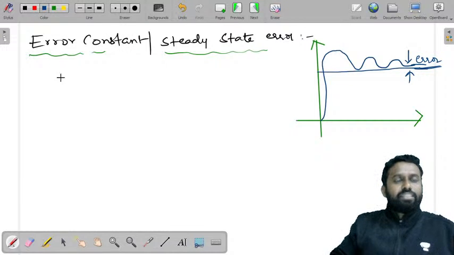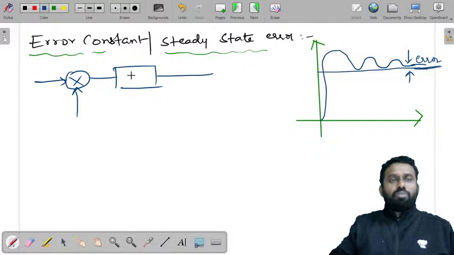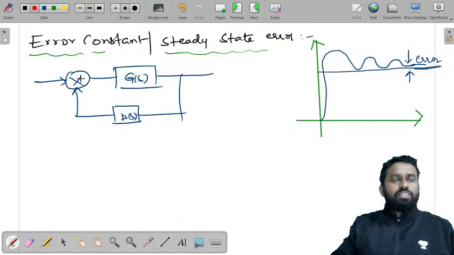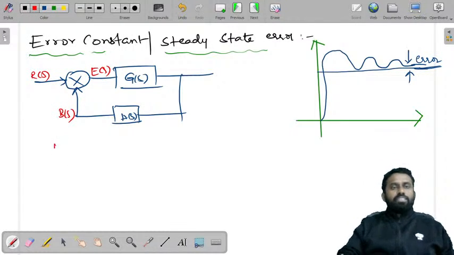Now let's look at this. First I'll just give you a block diagram. This is the block diagram: G of s, this is H of s, let's call this E of s, this R of s, and this B of s. So let's try to write what is E of s from this.